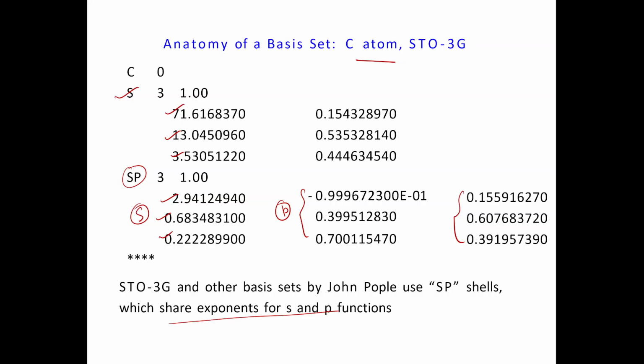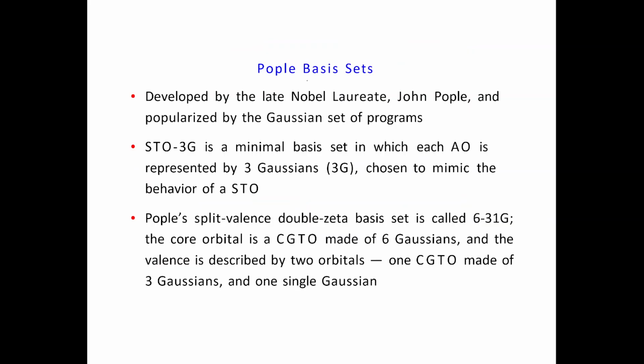So you have different sets of zeta, but they have the same coefficient. That's how you write the STO-3G. And then you have the Pople basis set. He was a Nobel laureate, John Pople. And STO-3G is a minimal basis set that we have already discussed. Then you have 6-31G, the split valence that we have discussed.